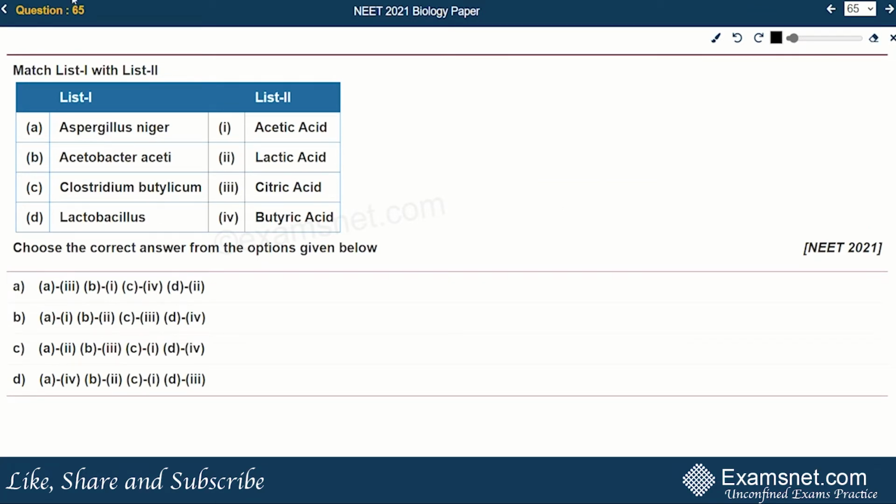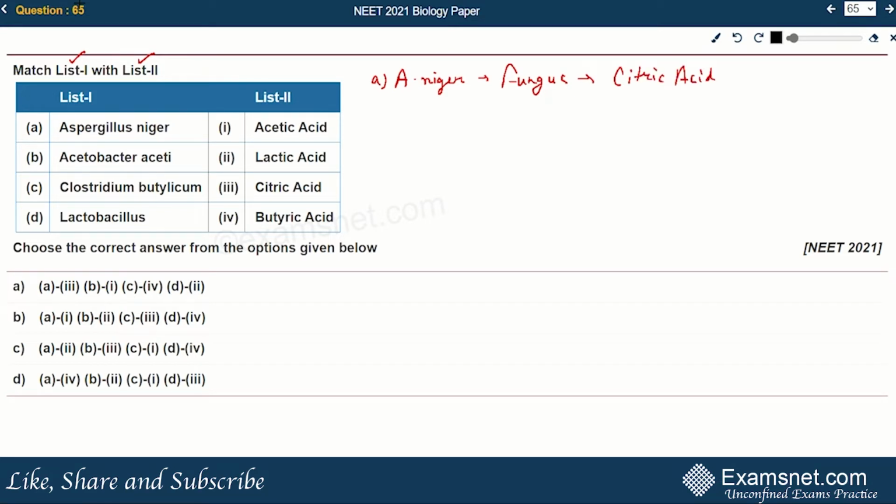Okay, so question number 65 is from the chapter Microbes in Human Welfare, class 12. And here we have to match list 1 containing the names of some important microorganisms with the correct option in list 2 having the names of products which are produced by the microorganisms. Okay, so the first one is Aspergillus niger. So what kind of microorganism is an Aspergillus niger? It is a type of fungus, right? And it is responsible for the production of citric acid.